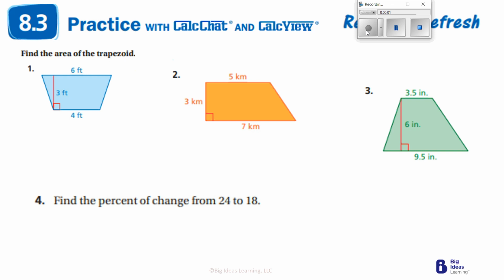Seventh graders, let's go ahead and knock out this homework video. I got 8.3, which I'm going to do all the odd ones, which means you have the even ones. First one says find the area of a trapezoid.